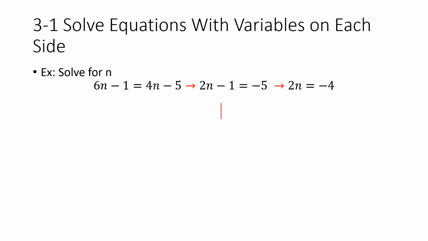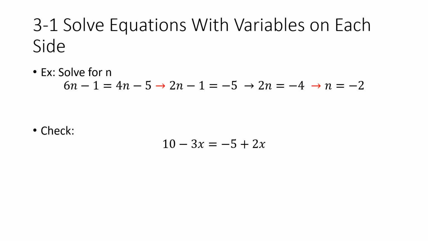From here, we just simply get rid of the minus 1 by adding 1 to both sides. And that gives us 2n equals negative 4. All right, and the last step was to divide both sides by 2. And that would give us n equals negative 2.